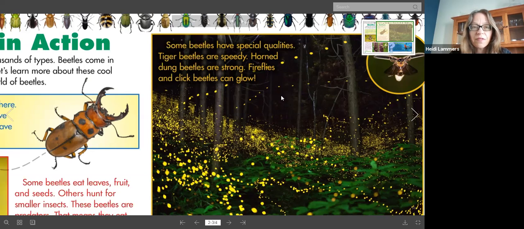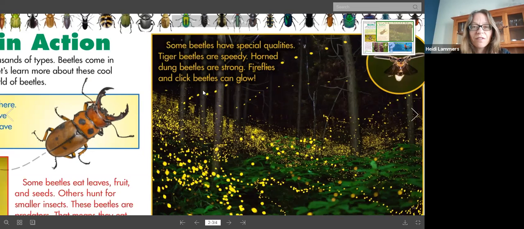So what are some of the actions that the beetles are doing in this section? Here we have to kind of infer. If a tiger beetle is speedy, maybe it walks quickly, maybe it flies quickly, speedy, fast. Horned dung beetles are strong. Maybe I infer, or guess, here that they can lift things, or maybe they can carry things.